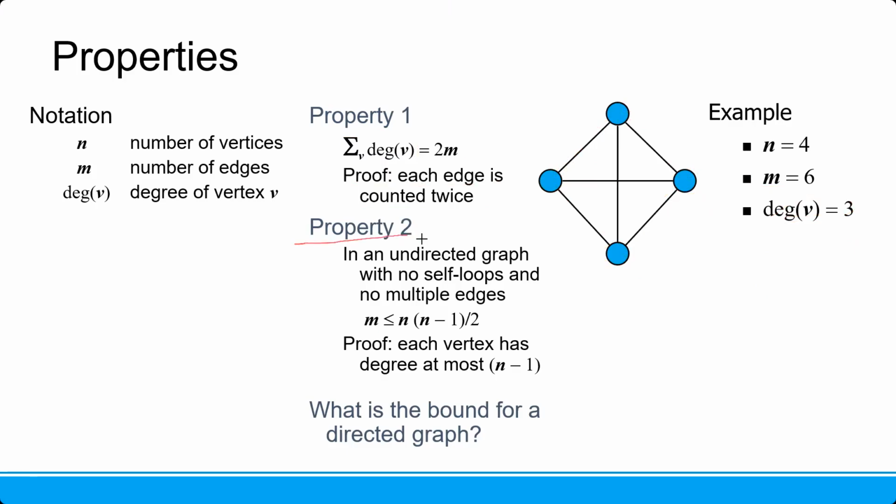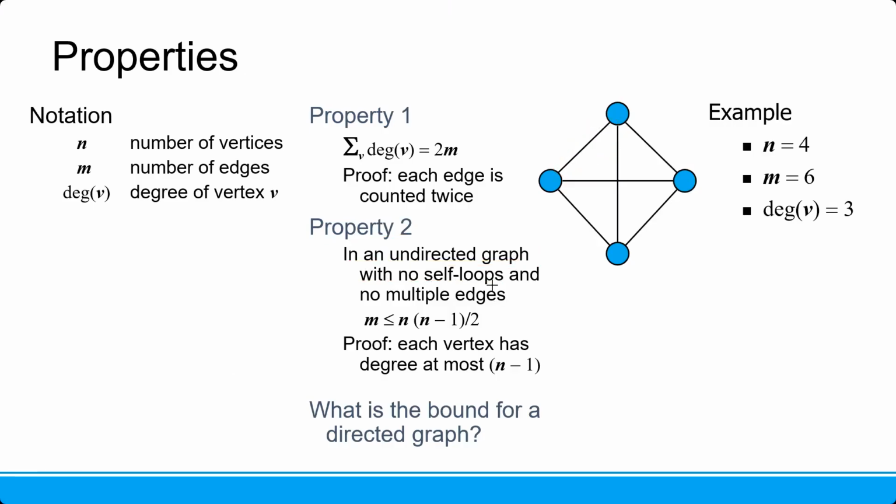The property 2, in an undirected graph. You still remember what is undirected? Undirected. Then there is no direction. If there is no direction, in this case, yeah, this is an undirected graph. In an undirected graph with no self loop.